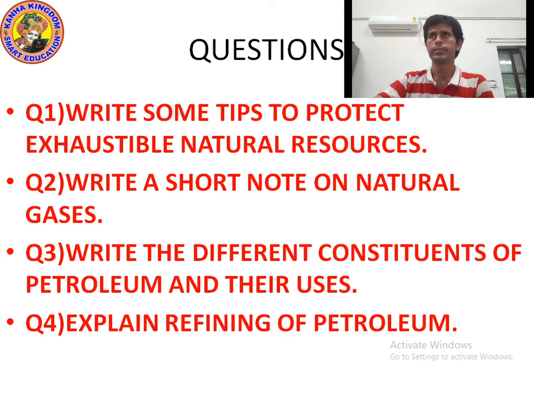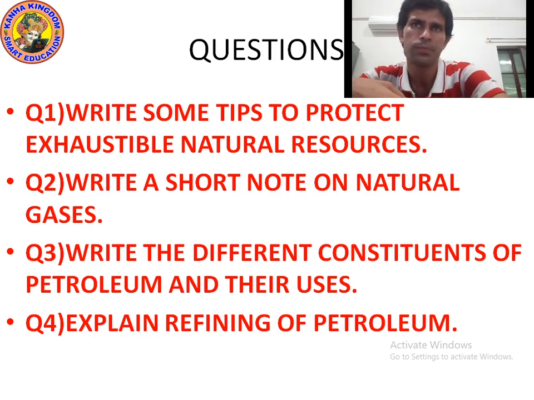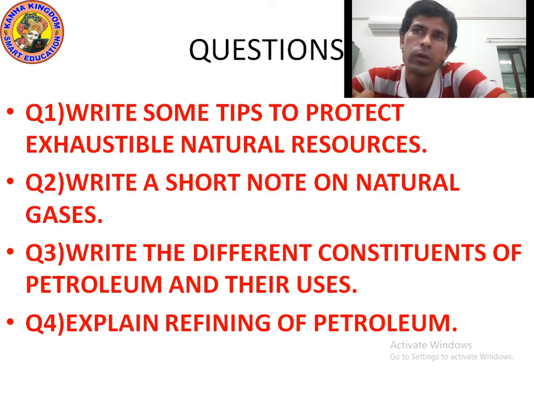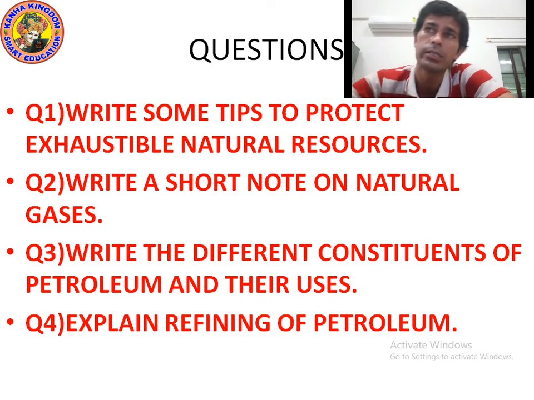It's time to ask questions from you. Question number 1: write some tips to protect exhaustible natural resources. So how do we protect exhaustible natural resources? What should we do in daily life? We should switch off the engine at the traffic light, ensure correct tire pressure, ensure regular maintenance of the vehicle, and drive at constant and moderate speed as far as possible. Question number 2: write a short note on natural gas.